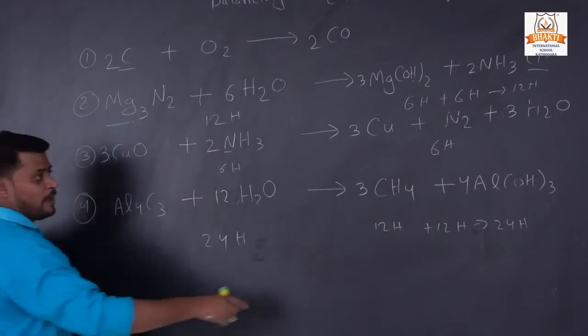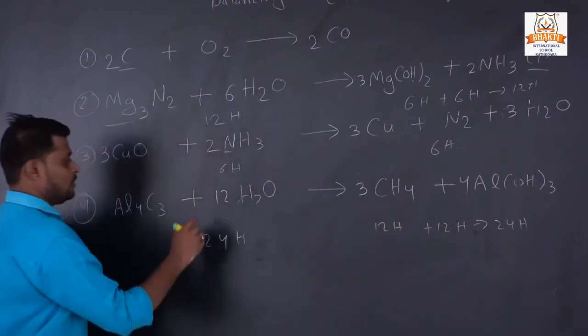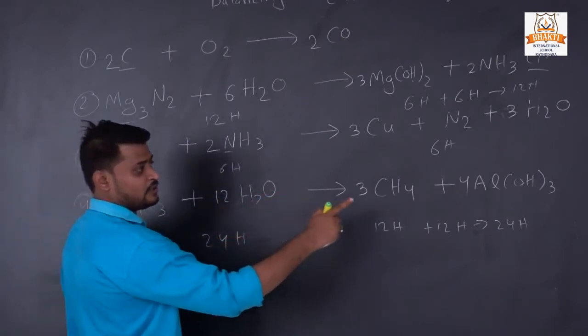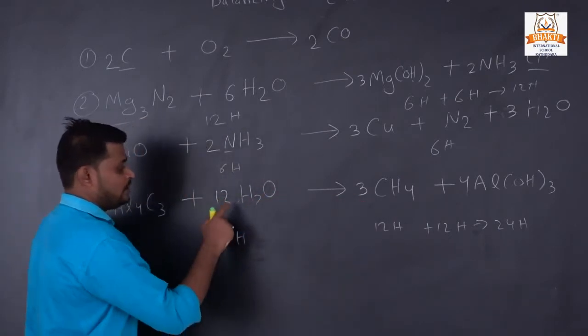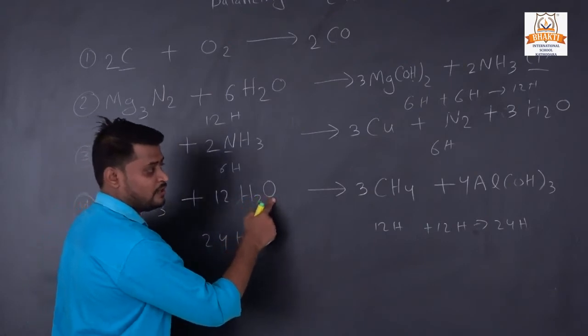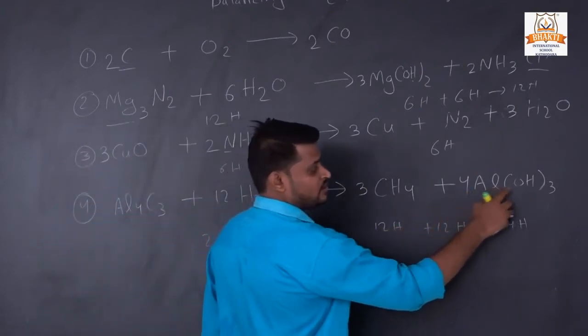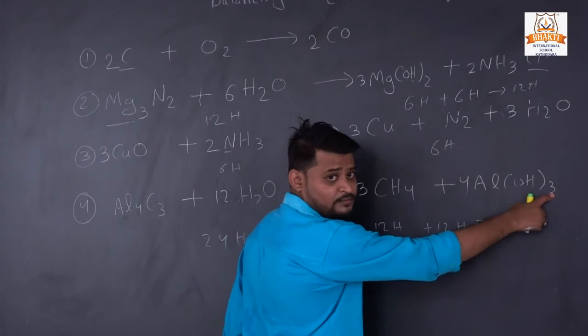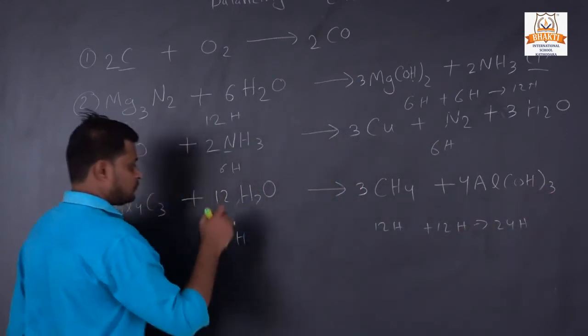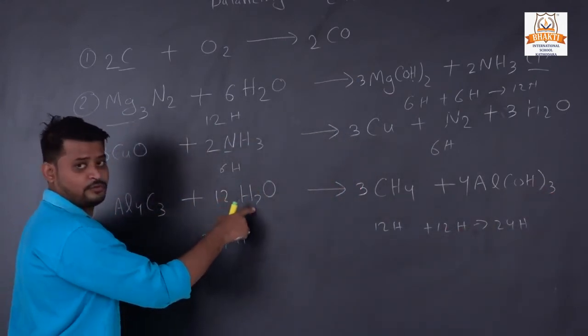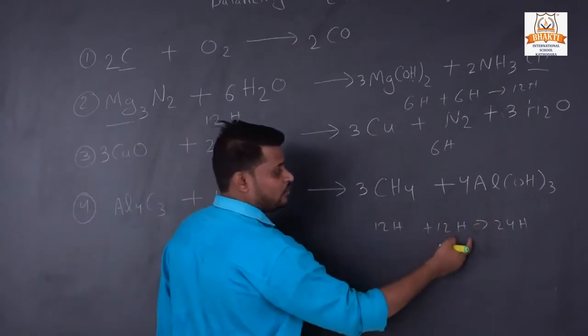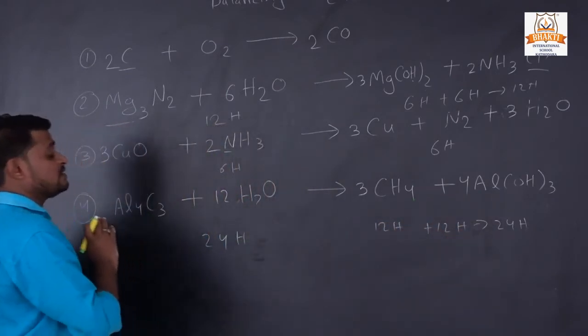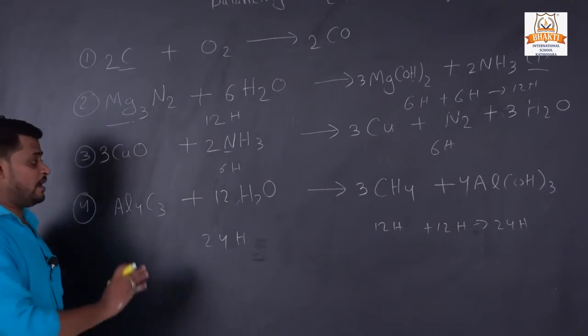Aluminium 4, carbon 3, but here oxygen 12, and here oxygen 12. So hydrogen 24 and hydrogen 24, means this equation is also completed and balanced.